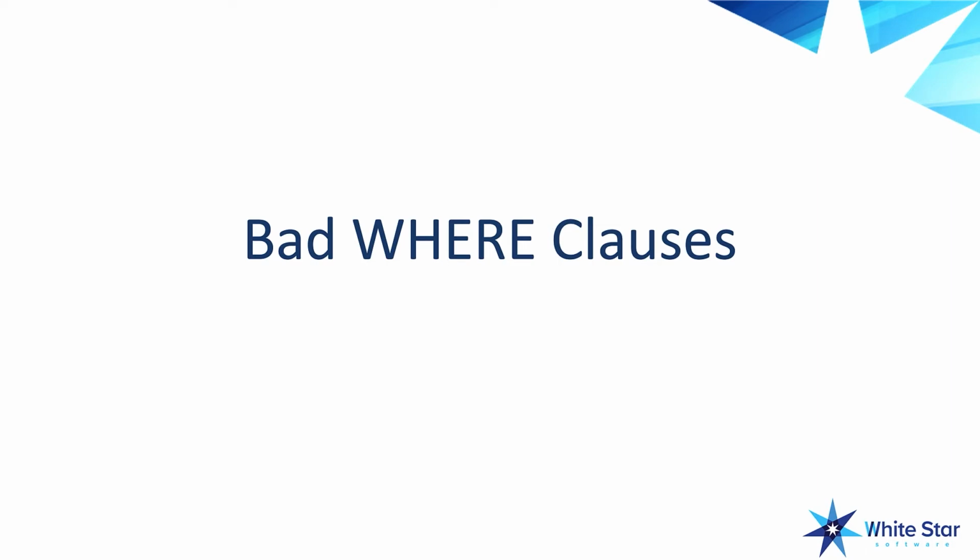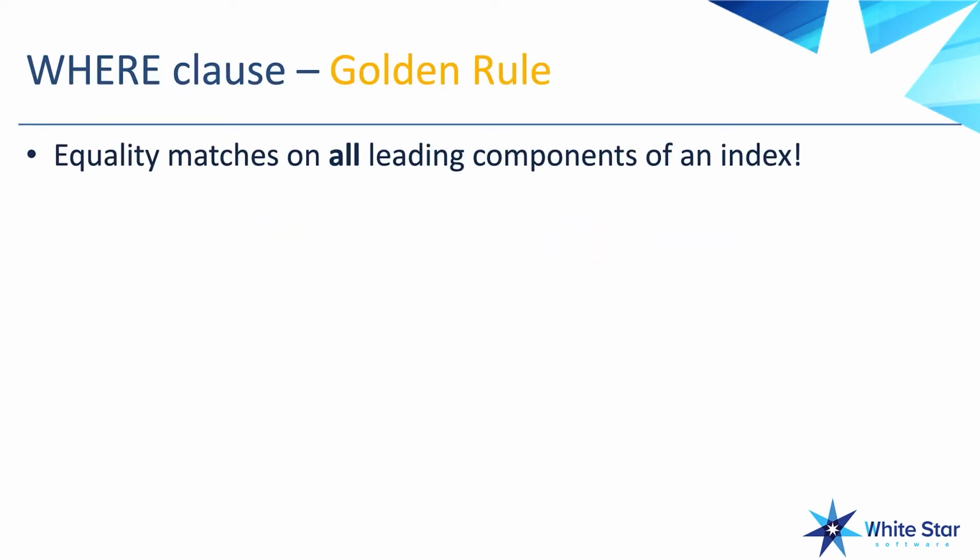So what about bad where clauses? There are quite a few index selection rules, and you can find a lot of talks about it on PUG websites. But one of the most important rules is to remember that equality matches on all the leading components of an index are the way to get the most efficient queries. It's a very simple, but all too frequently overlooked rule.